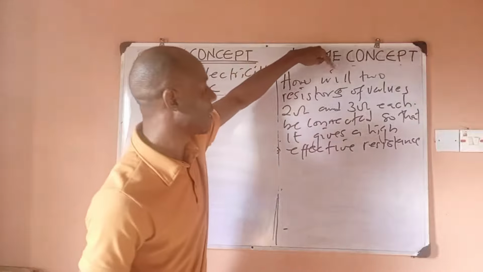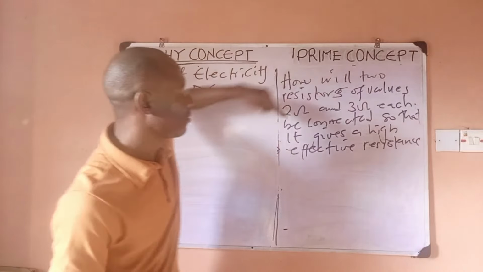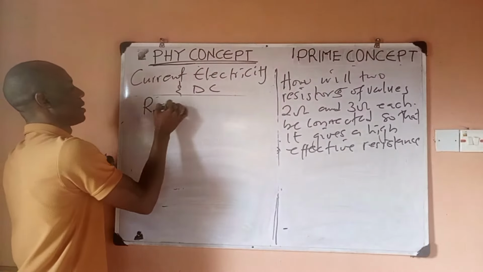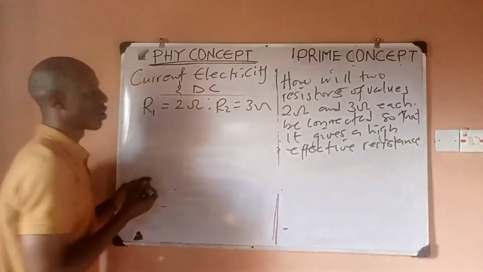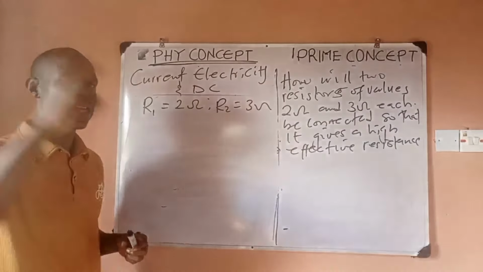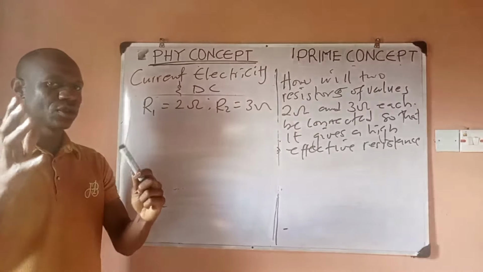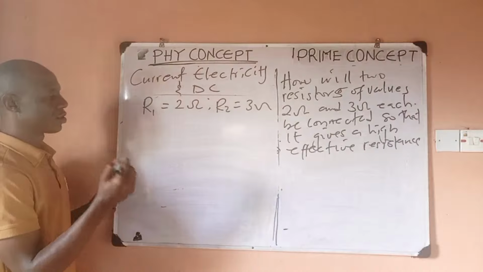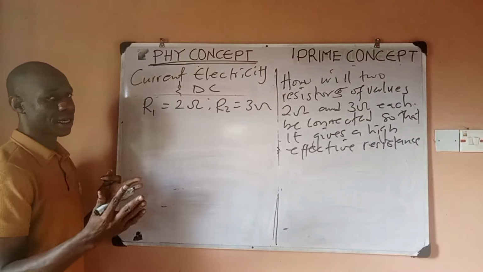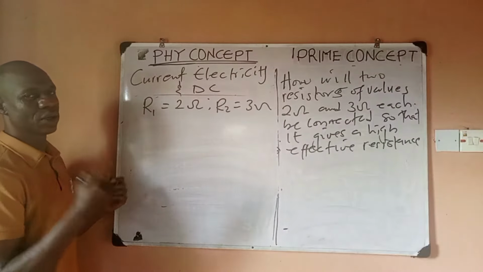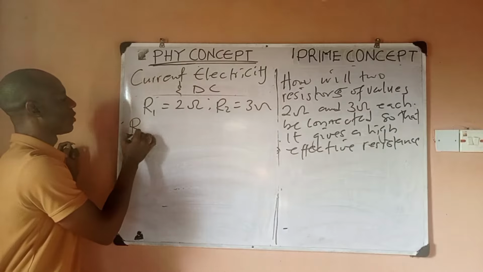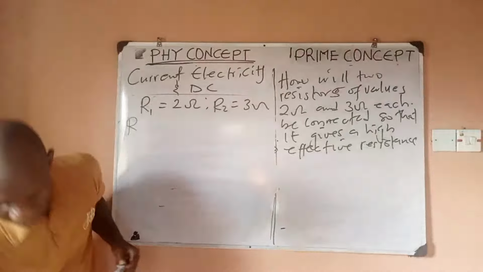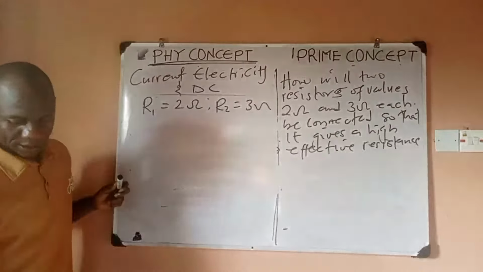All right, now let's answer it quickly. How will you connect two resistors, R1 is 2 ohms, R2 is 3 ohms? If you want the equivalent value to be high, we are going to test since we are solving. So we have two arrangements, series and parallel. Let's see which arrangement will give us a higher value of effective resistance. Let's start with series.